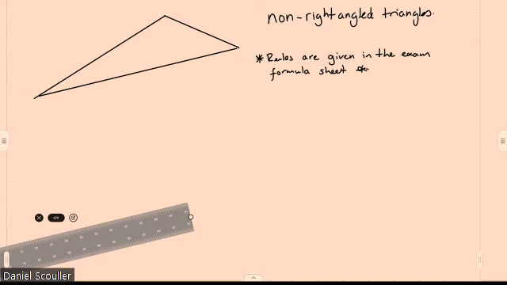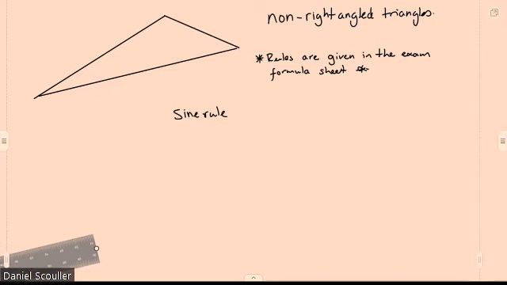What else is on it is something called the sine rule, which is a over sine A equals b over sine B equals c over sine C. Small case and capitals is deliberate. We've also got something called the cosine rule, which is written in two different ways, but it is the same thing. It's just been rearranged.